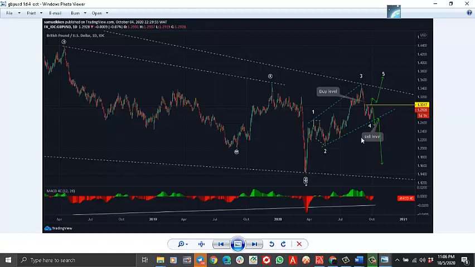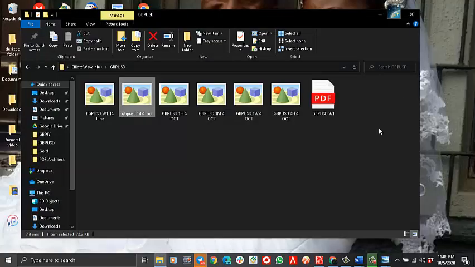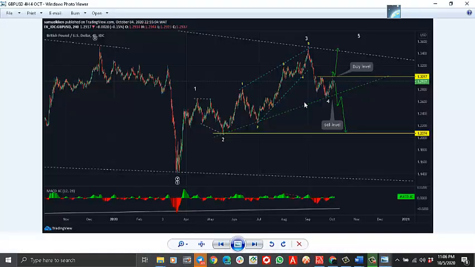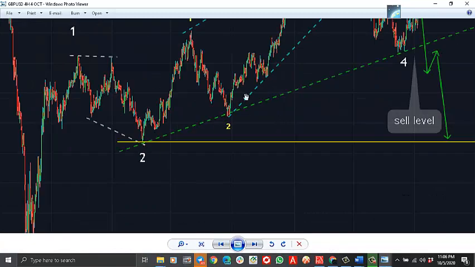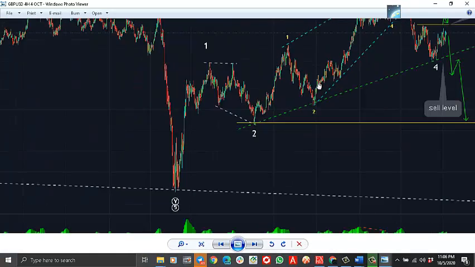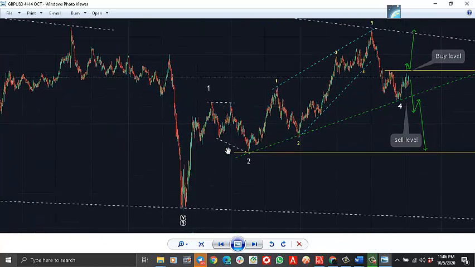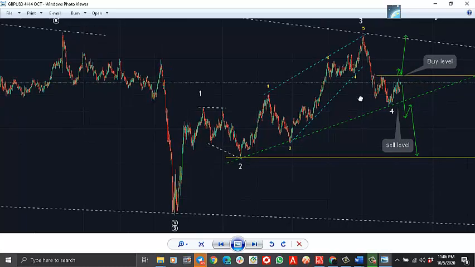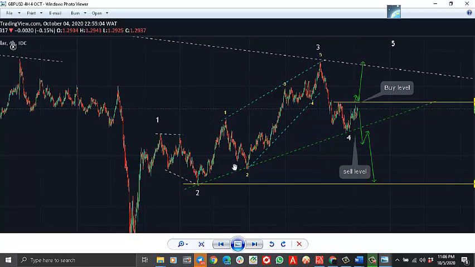So let's go to 4 hours so that you will see it. So this is 4 hours. You can see wave 1, wave 1 is A, B, C. We have 1, 2, 3, 4, 5. This is how a diagonal looks. It tends to contract. 1, 2, 3, 4, 5.